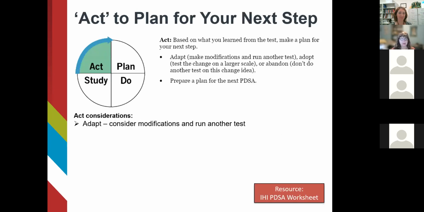And then we wrap up with the ACT step, which is to essentially, based on what you learned from the test, you make a plan for your next step. So in this example, I think the team would take steps to make some adaptations. So consider some modifications and prepare to run another test of their teach back process in an effort to reach their goal of improving patient understanding of their fall risk and some of the interventions that are being used to keep them safe from falling.